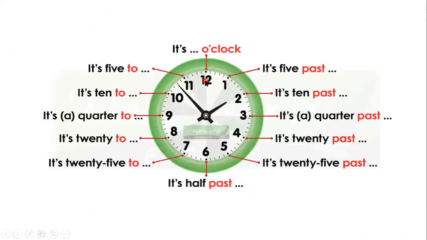Let me see, where is it? Ok, so I have it here. So when we're talking about the exact hour, cuando estamos hablando de lo que es la hora exacta, we're going to use o'clock. Ok, y ya cabal acá. Desde el 1 hasta el 30, voy a utilizar lo que es past. Y ya del 31 hasta acá, el 59, utilizo lo que es el to. ¿Ok?